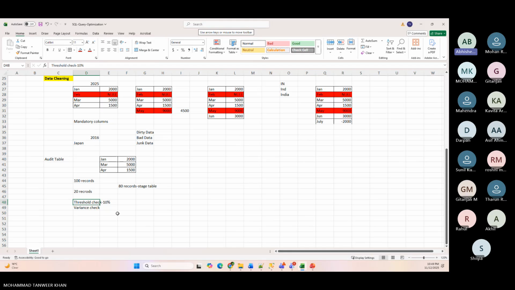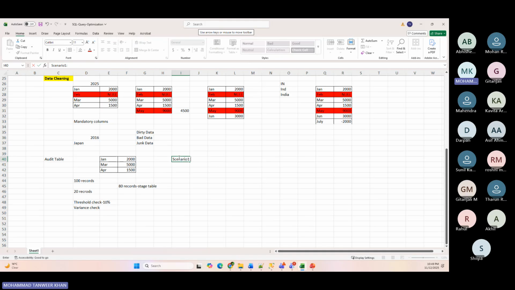So let's say, for example, the threshold check is set at 10%, so if my audit table is containing more than 10%, that is where I'm coming to. Wait, I'm reading exactly that. I'm coming to that only. One minute, let me complete.